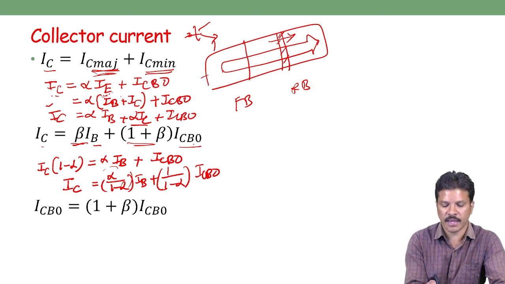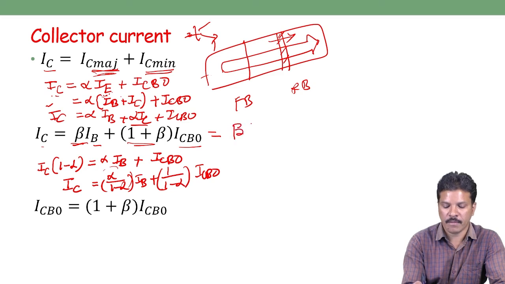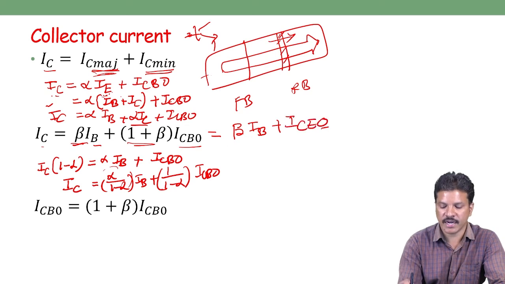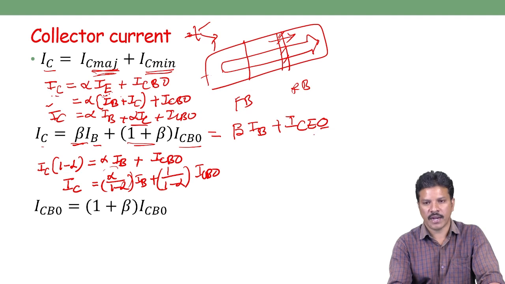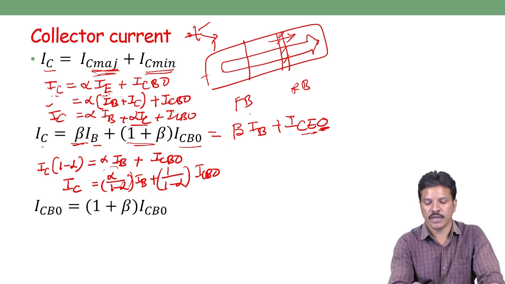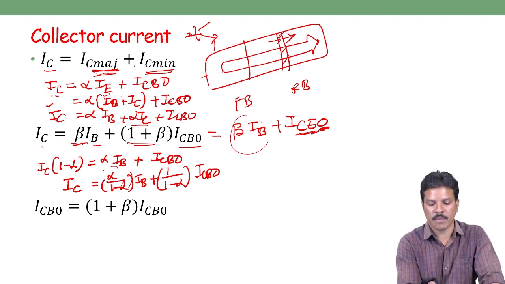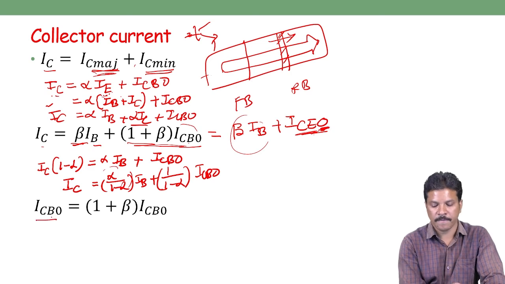This can also be represented by beta IB plus the minority current ICEO. What is ICEO? It is the collector to emitter current when base is open. It is minority current: if we measure the reverse bias alone current, collector to emitter current is measured with the base terminal open. At this time there is no majority current, only ICEO. But we can take the equation from common base configuration, that's why I am representing ICBO.